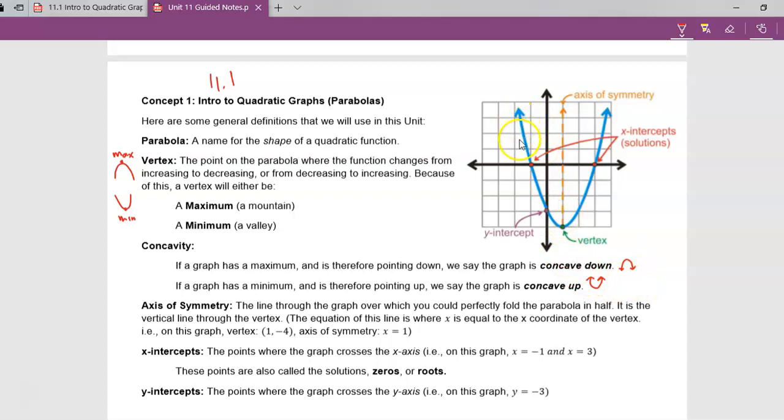So this blue parabola, quadratic here, is concave up because the ends are going up. So on here, here's our vertex, and the vertex is at the bottom. It's lower than all the points around it. It goes from decreasing to increasing. So that vertex in this case would be a relative minimum.